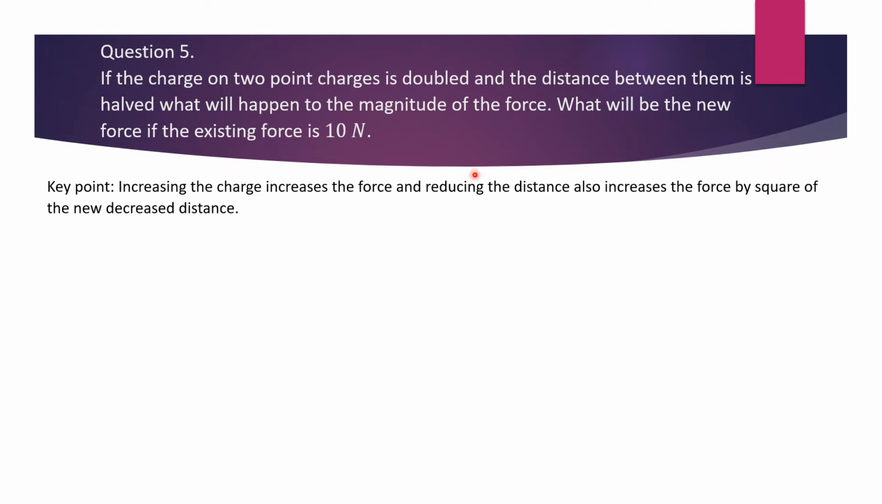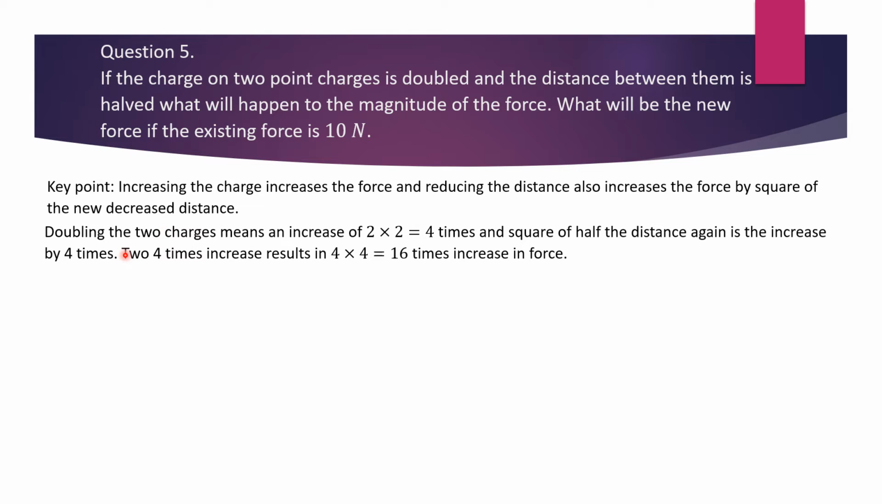Now first the key point. Increasing the charge increases the force and reducing the distance also increases the force by the square of the new decreased distance. Now doubling the two charges means an increase of 2 by 2 equal to 4 times, and square of half the distance again is an increase by 4 times. 4 times increase result in 4 into 4 equal to 16 times increase in force.